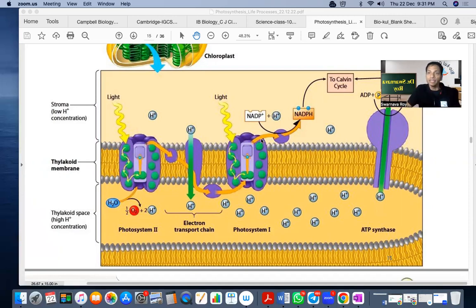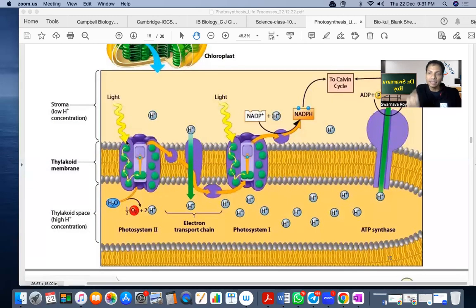So sequentially, photosystem 2 is present before photosystem 1, but we name them photosystem 1 and 2 based on the time of discovery. One was discovered earlier, that's why it is called photosystem 1. The other was discovered later, right? So now, as you see how light is being captured, it is called the light-dependent reaction. And the moment light is captured, a very important thing happens.